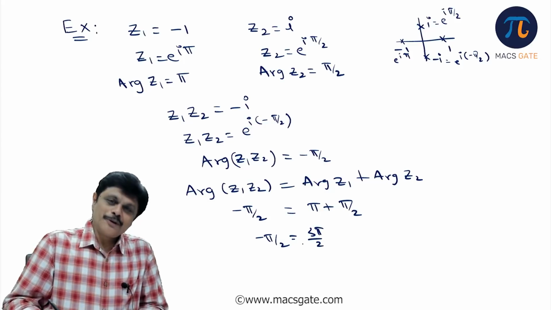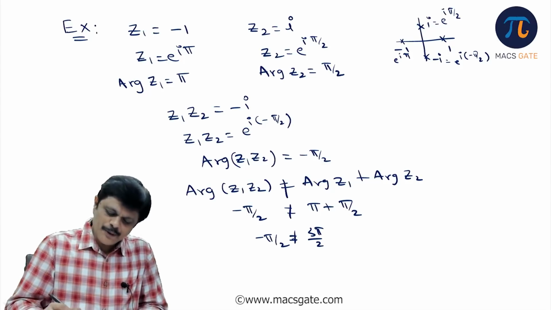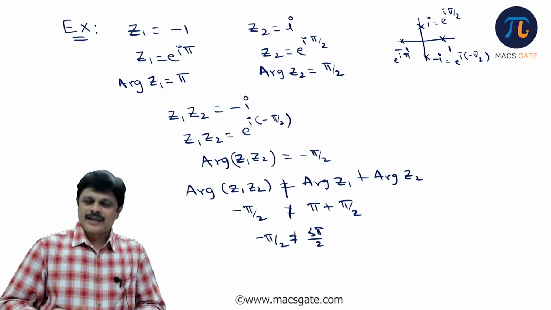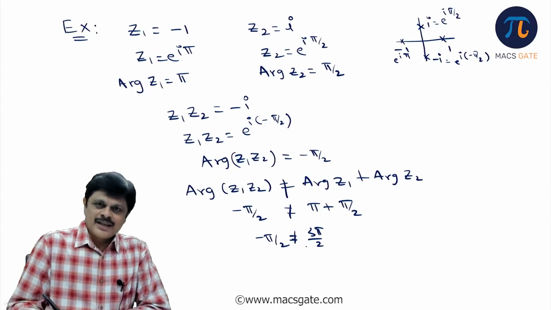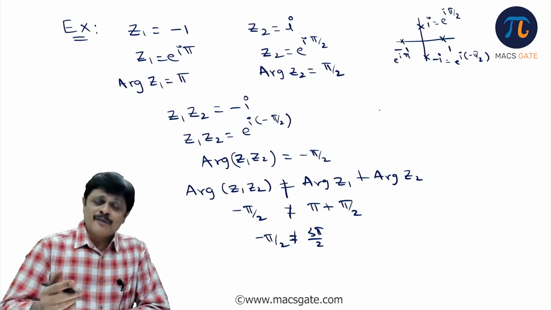3 pi by 2. Okay. Can you say they are equal? No, we verified that they are not equal. Am I clear? We verified that they are not equal. See the rule, that's why I told you it is valid for normal argument, not for principal argument.